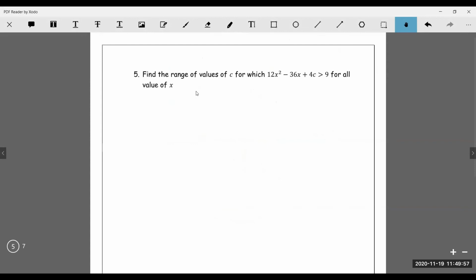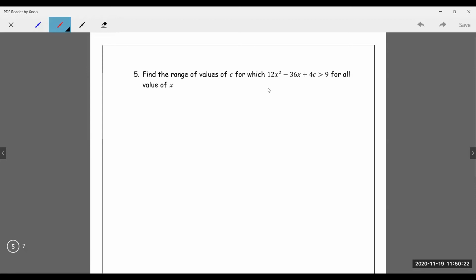Let's look at question 5. Question 5 is asking us to find the range of values of c for which 12x squared minus 36x plus 4c is greater than 9. So find the ranges of values of c for which 12x squared minus 36x plus 4c is greater than 9. All right, so we're going to solve this.